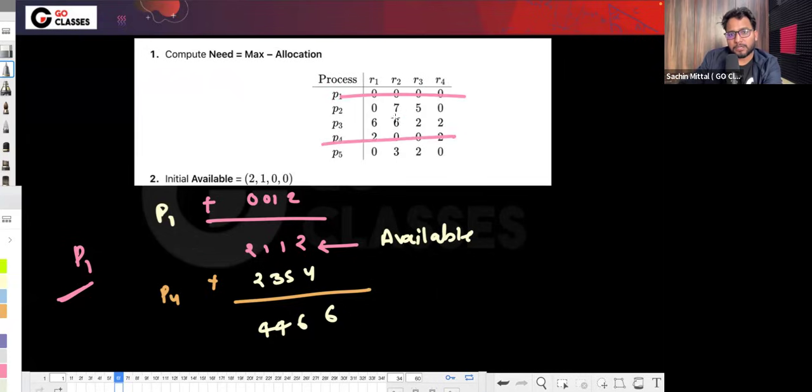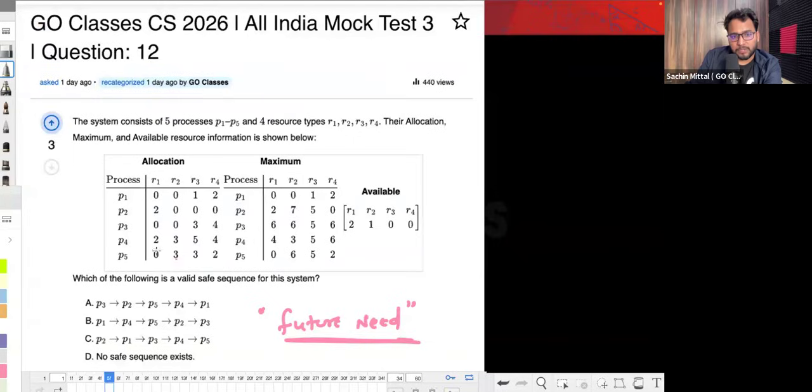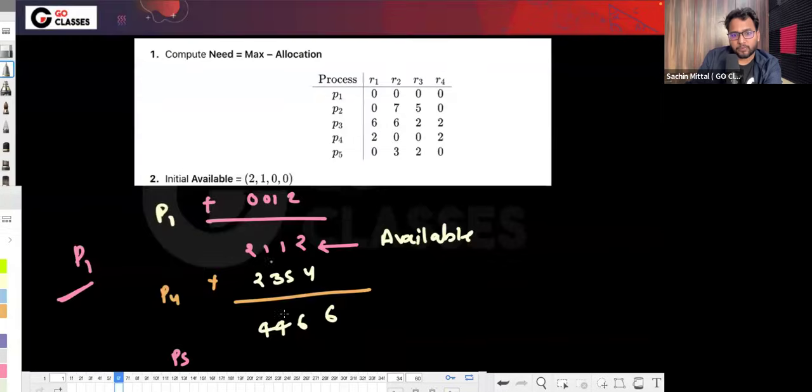So P1 and P4 are done. With this 4466, yes, you can satisfy P5. P5 will also release 0332, which gives 4798. With this 4798 available, can you satisfy anyone's future need?